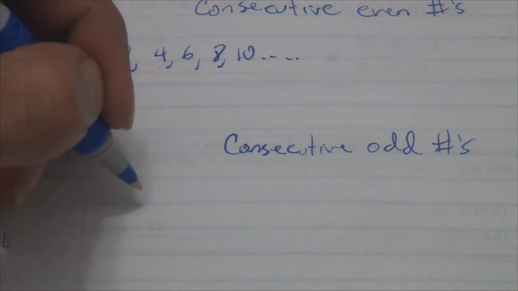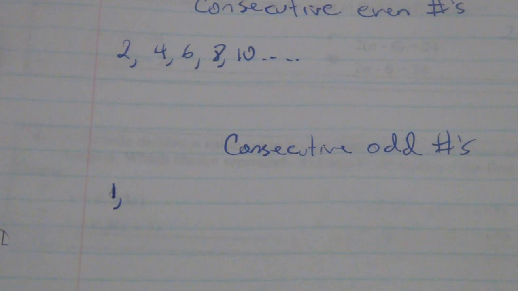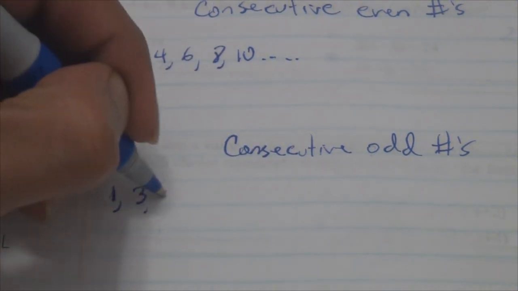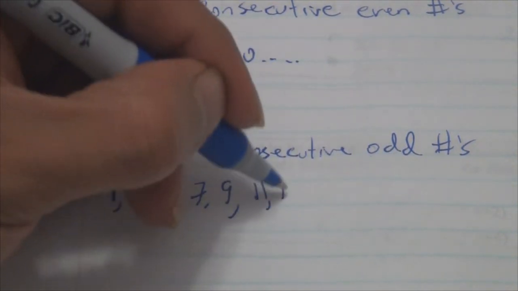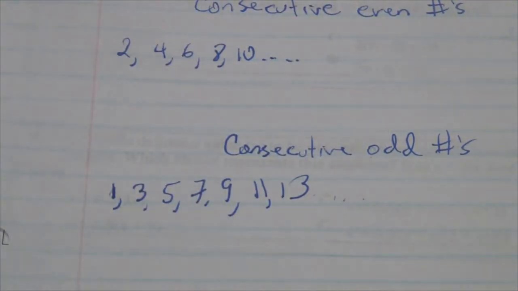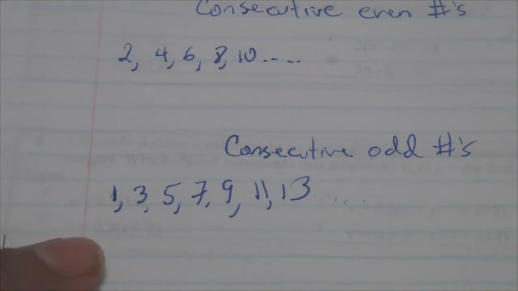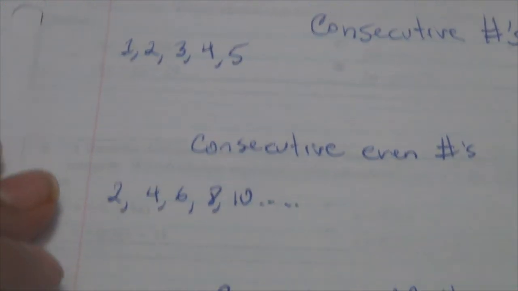Consecutive odd numbers. What are those? Well, odd numbers start at 1. In other words, odd numbers are numbers that are not even. So after 1, we're not going to put 2. We're going to put 3, then 5, then 7, 9, 11, 13, and so on and so forth, all the way to infinity.